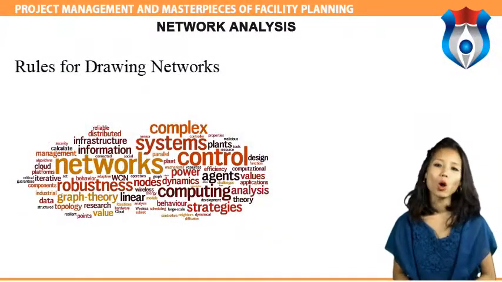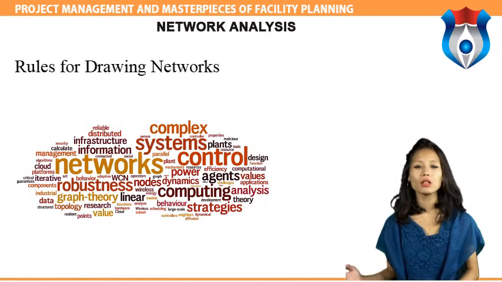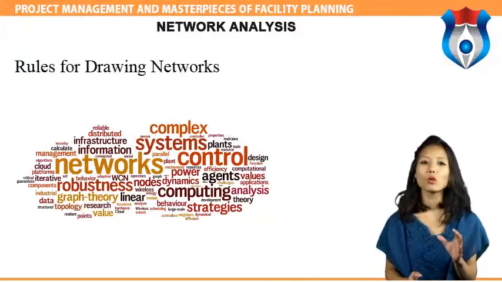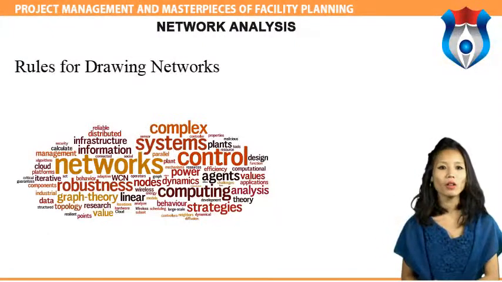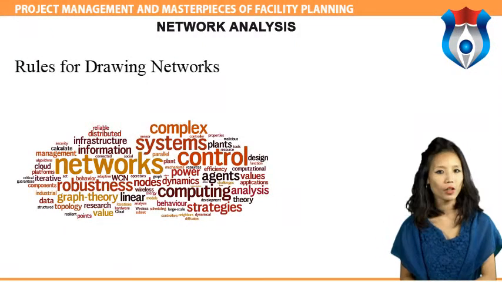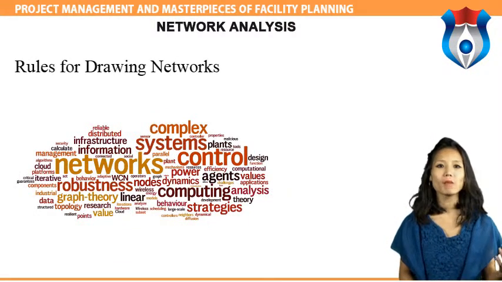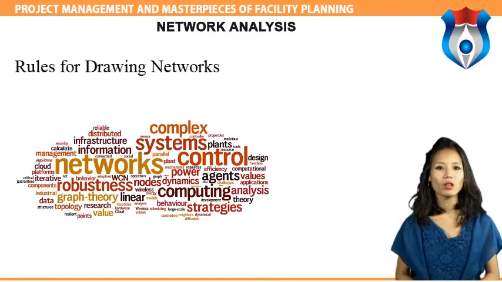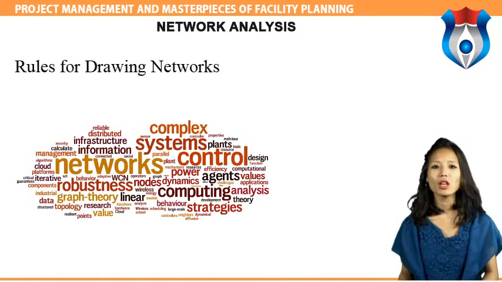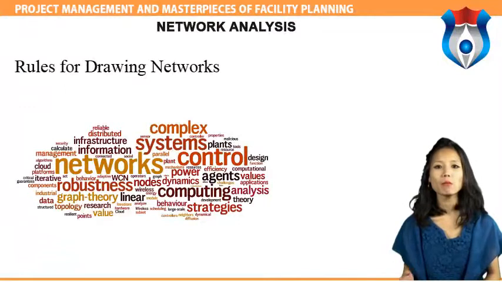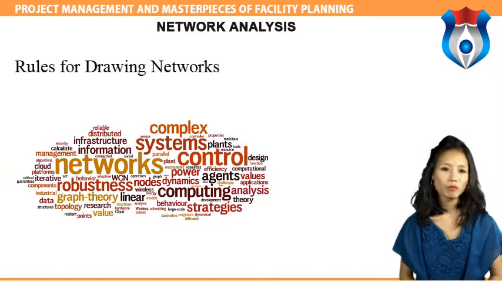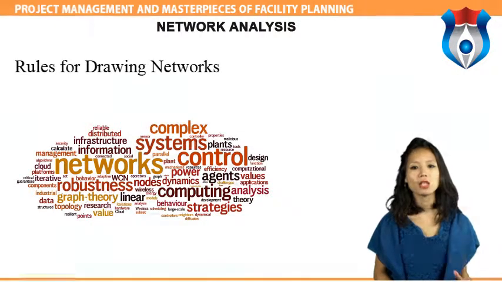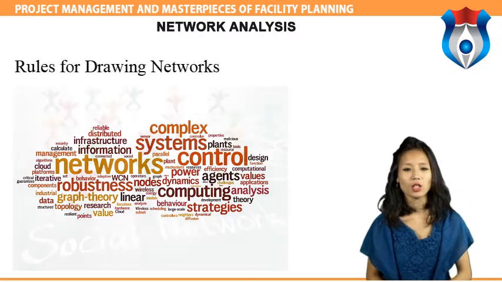Rules for drawing network. The following rules are all logically based and should be thoroughly learned before attempting to draw networks. A complete network should have only one point of entry, a start event, and only one point of exit, a finish event. Every activity must have one preceding or tail event and one succeeding or head event. Note that many activities may use the same tail event and many may use the same head event.